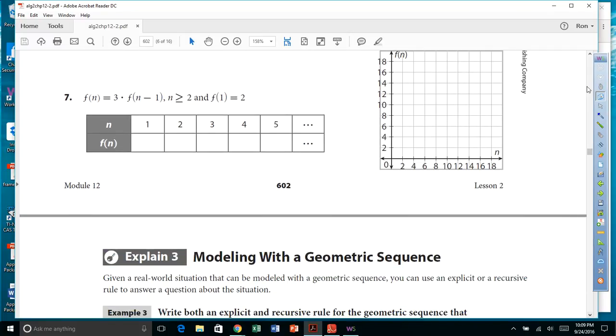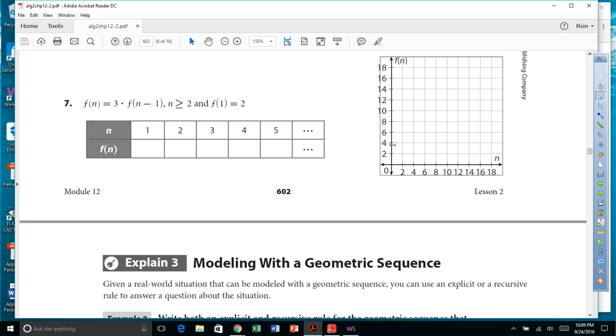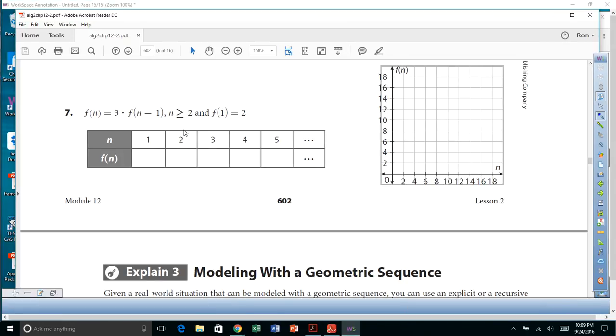Number 7. F of n equals 3 times f of n minus 1, where f of 1 is 2. This is what you call a recursive rule. The other one was explicit. How can you tell?